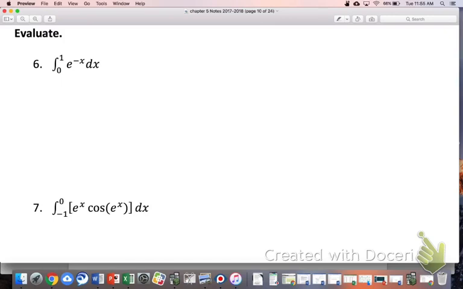So with a question like number 6, I think there's 2 pretty clear ways you can go. It didn't give you any direction as far as whether you've got to use change of variable or not. And so for me personally, number 6 is not complicated enough for me to use U substitution.